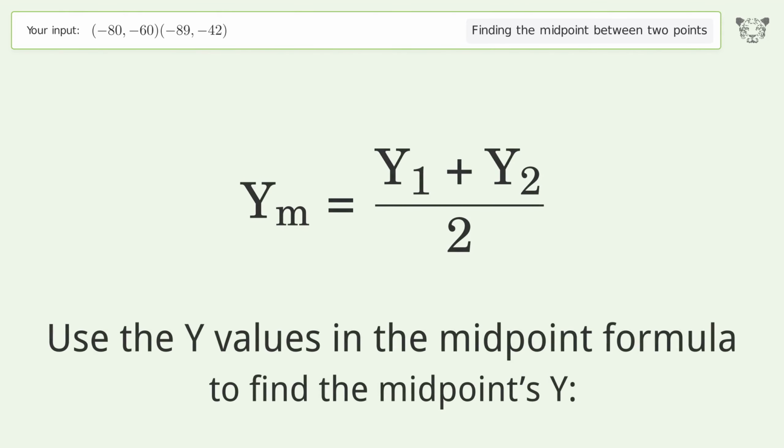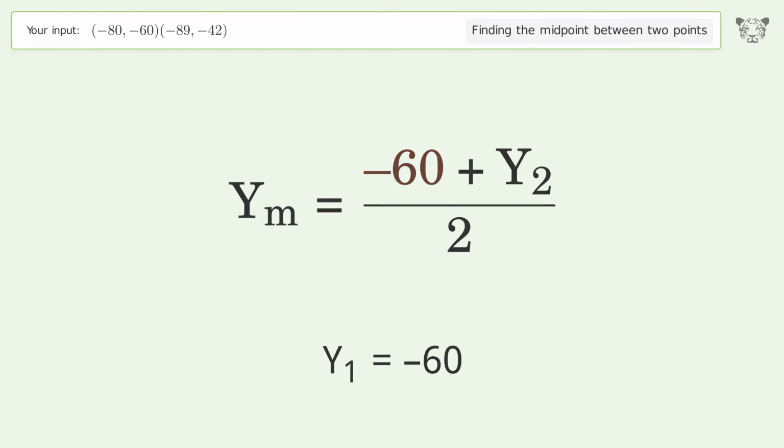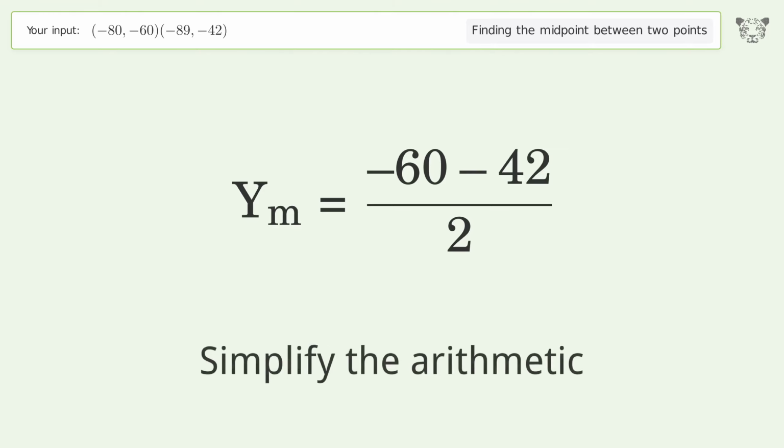Use the y values in the midpoint formula to find the midpoints y. y1 equals -60. y2 equals -42. Simplify the arithmetic.